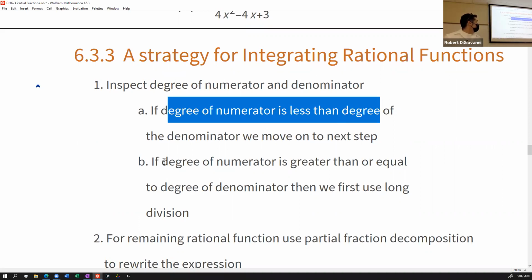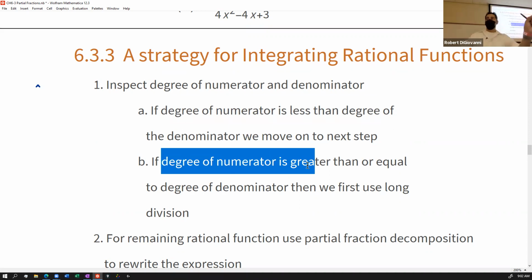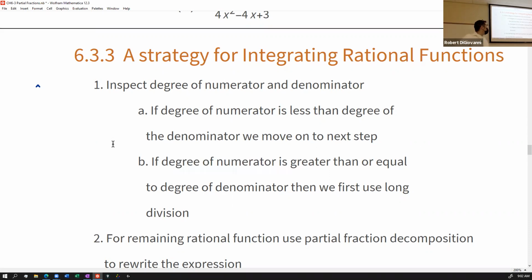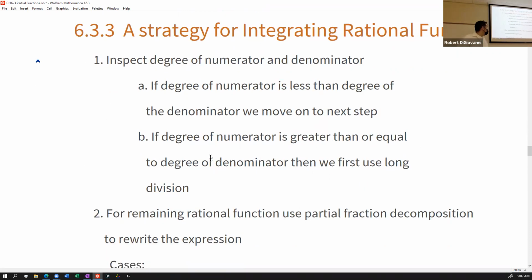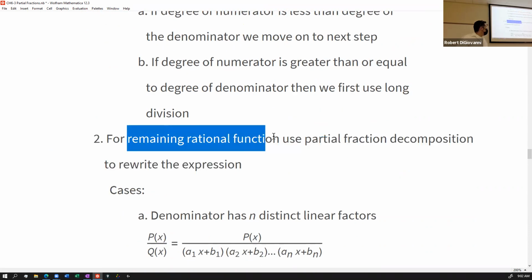If that is not the case, if the degree of the numerator is greater than or equal to the degree of the denominator, so if the top is the same as the bottom, or the top is bigger than the bottom, either way, we'll have to do long division first, which is the good old-fashioned division box and all that stuff. So once we have done that, we either have moved on or we have done the long division. If we do long division, we're going to have a new rational function. If we don't, we're still going to have the original rational function. Either way, you look at that part and then you do your partial fraction decomposition.